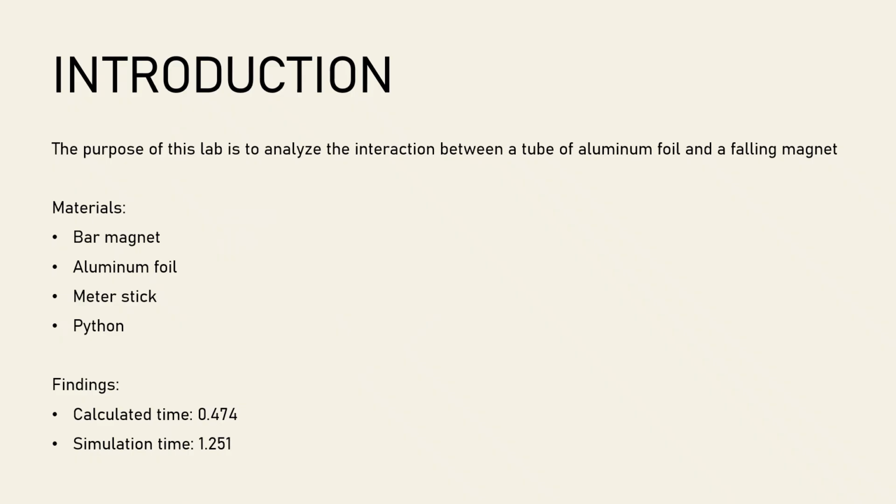So the purpose of this lab was to analyze the interaction between a tube of aluminum foil and a falling magnet. The materials I used were a bar magnet, aluminum foil, meter stick, and then Python to create a simulation. My findings were that the calculated time that the bar magnet spent within the tube was 0.474 seconds, and then the simulation time was 1.251 seconds.